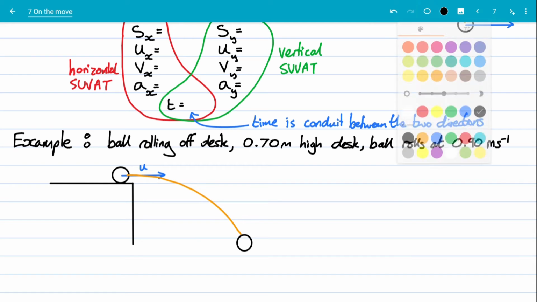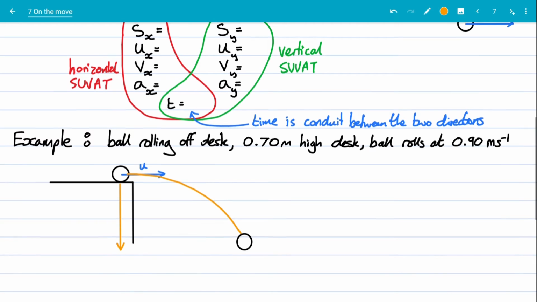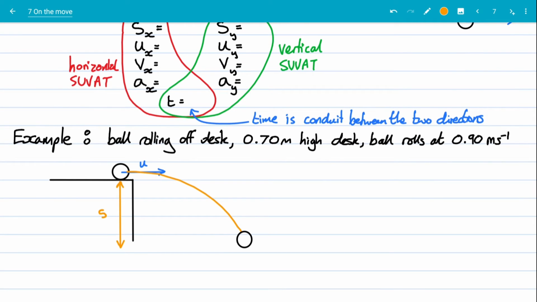Now, what we can say is that we know the vertical distance the ball falls. The ball is going to fall 70 centimeters. It's going to fall s in the y direction. And we know that it's accelerating with g, but in the vertical direction. And perhaps we want to know the range of that ball. We want to know how far it travels in the x direction. S of x, that's the unknown.